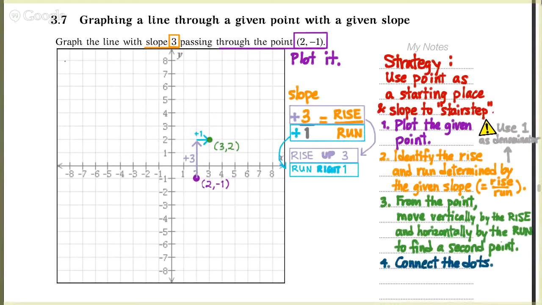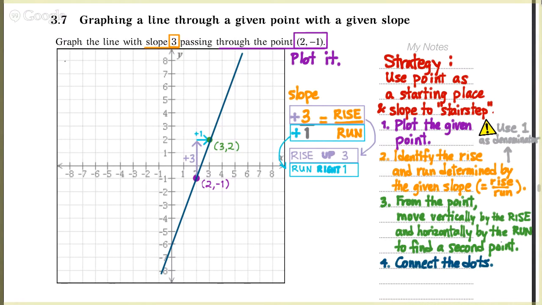Because once we've risen up by 3 units, we've gone from -1 as our y-coordinate up to a 2 as our y-coordinate. And when we run to the right by 1, we move from 2 as an x-coordinate to 3 as an x-coordinate. Great, so we've located a second point along this line. And Euclidean geometry being what it is, we know all we have left to do to graph our line is to connect the dots.